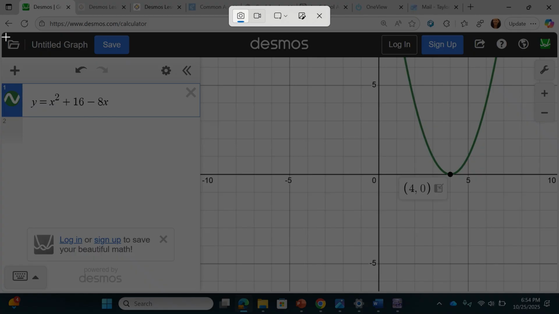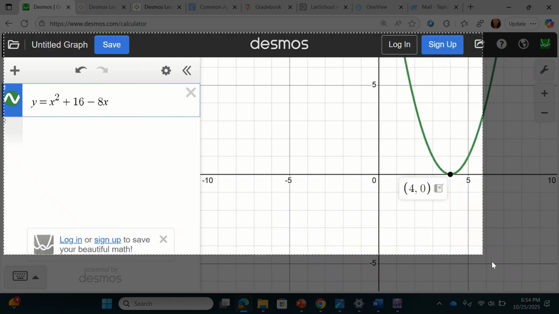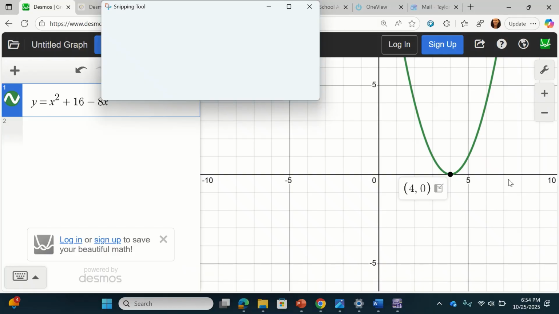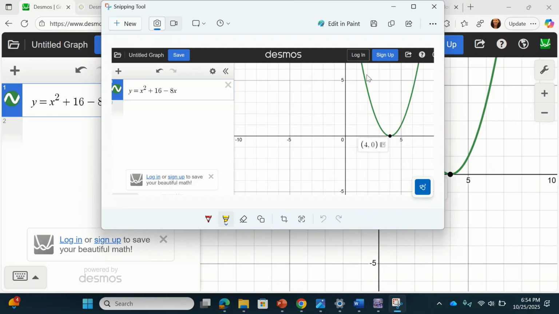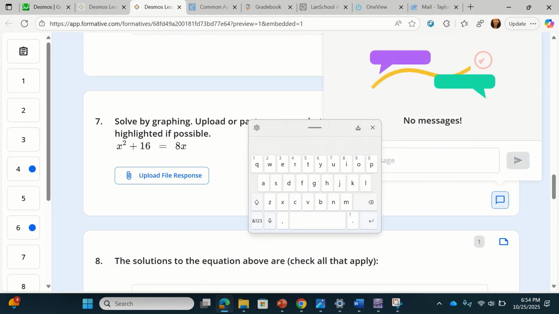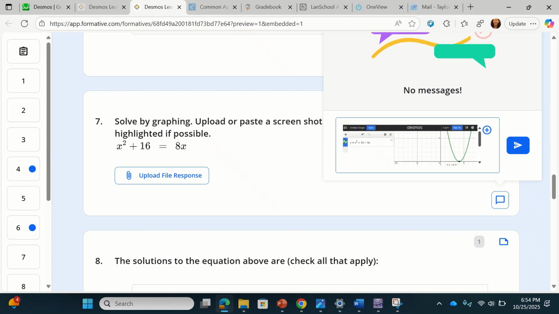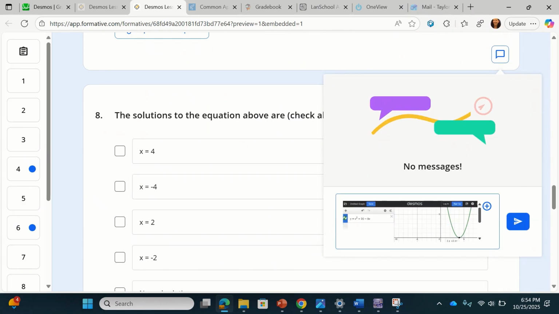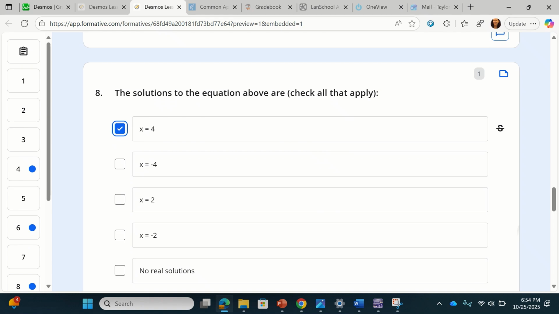Now, on your assessment, you are not going to have to go through all of this, but there is going to be a matching question where you demonstrate that you know the significance of the different ways that a graph can show the solutions. Okay, so what's this one? This one is x equals 4.